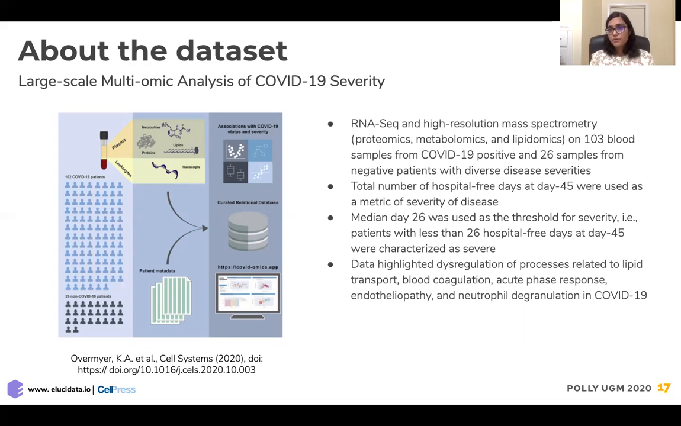This is a data set that we're going to look at in Polly in a second. But before we do that, I want to highlight that some of the key biological processes that this particular publication identified as being dysregulated were lipid transport, blood coagulation, acute phase response, endotheliopathy, and neutrophil degranulation. We are going to take the proteomics data from these studies, open it in an application on Polly, and see if we can recover some of these biological findings that this paper has outlined.